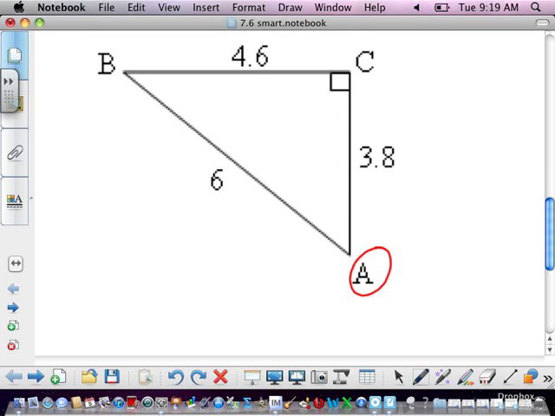Okay, I'm going to do A first. So I know this is my opposite, this is my adjacent. This is my hypotenuse. Okay, I've got sine.